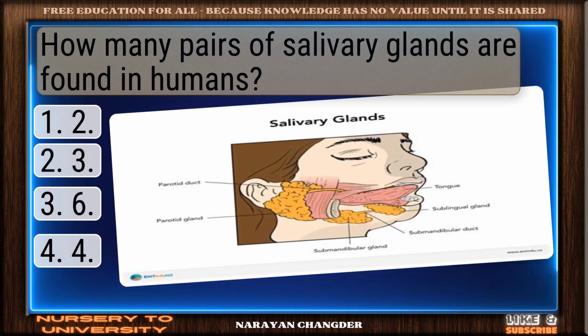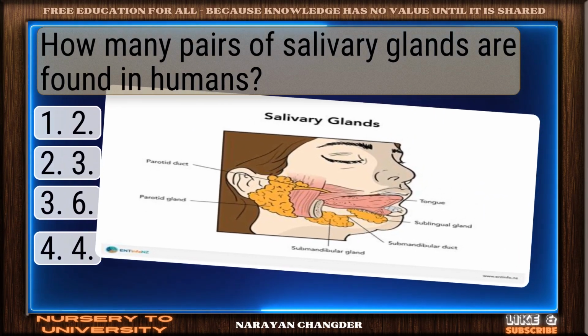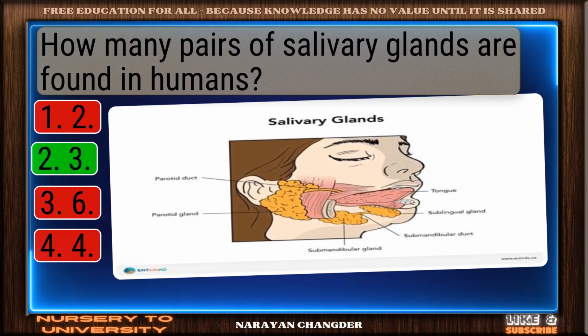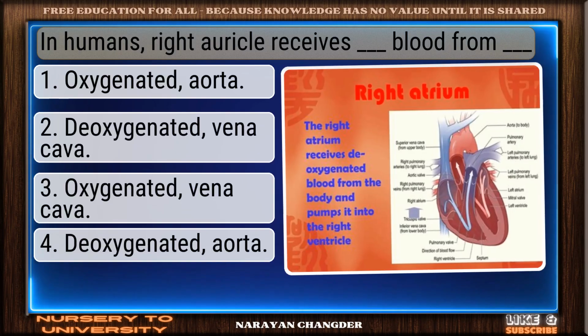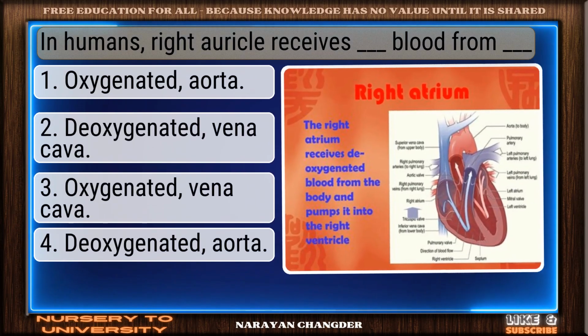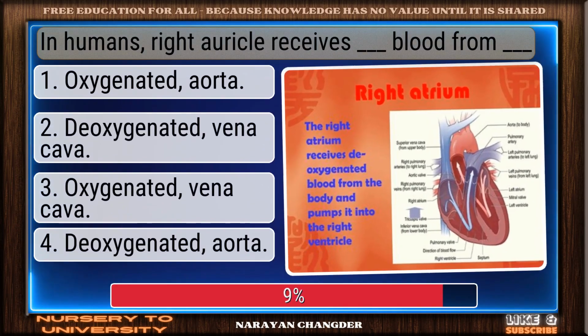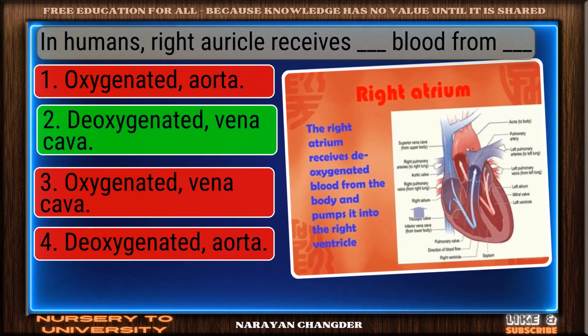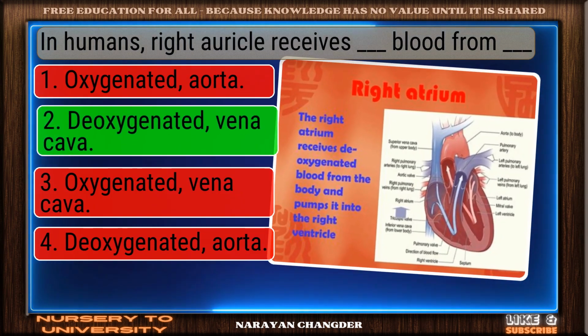How many pairs of salivary glands are found in humans? Good job. 3 works well. In humans, right auricle receives dash blood from dash. Nice selection. Deoxygenated, vena cava is correct.